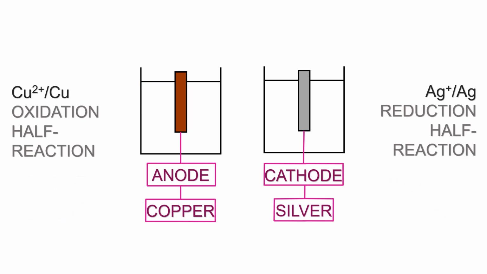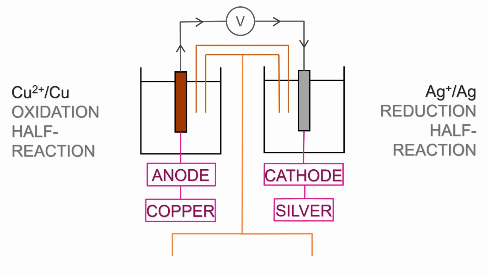The two half cells are connected by a wire where electrons flow from the copper anode to the silver cathode, and the circuit is closed using a salt bridge containing a non-reactive electrolyte solution such as sodium nitrate, which transmits the current using sodium and nitrate moving ions. The salt bridge does not allow the mixing of the half cells.